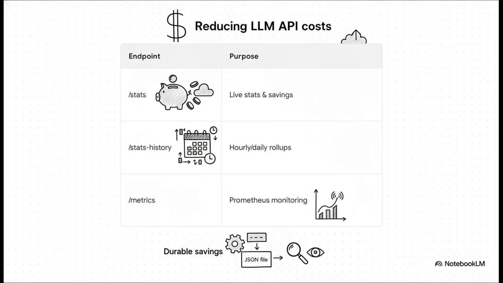You can hit the Stats History endpoint to see hourly or daily rollups. It shows exactly how many tokens, and more importantly, how much money this proxy is saving you, so you can track it right against that daily budget we talked about earlier.